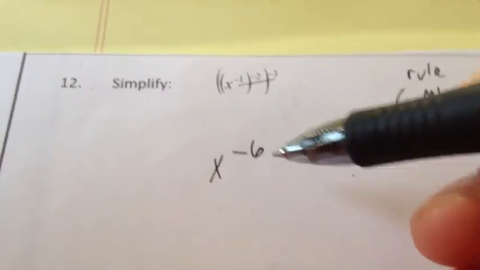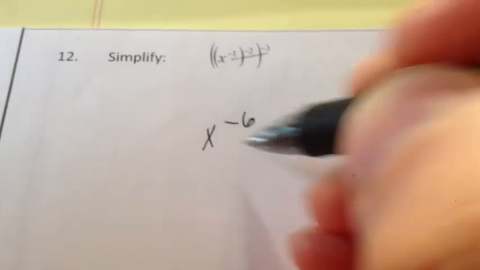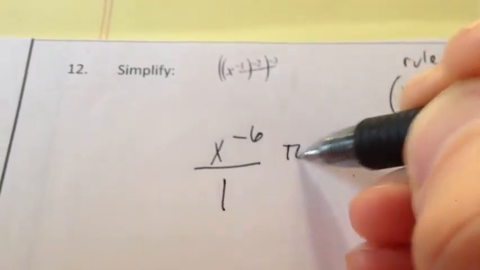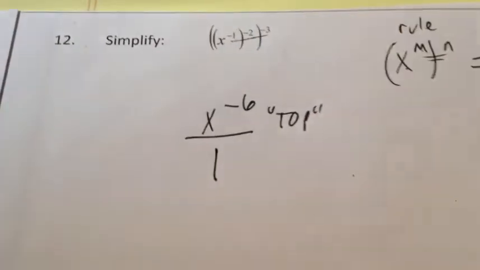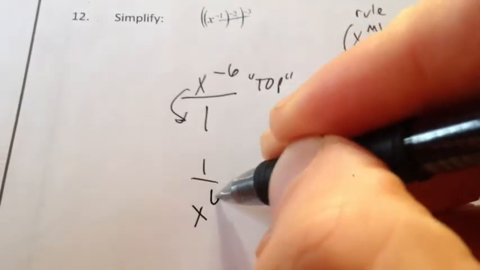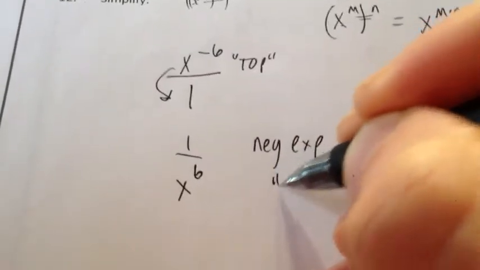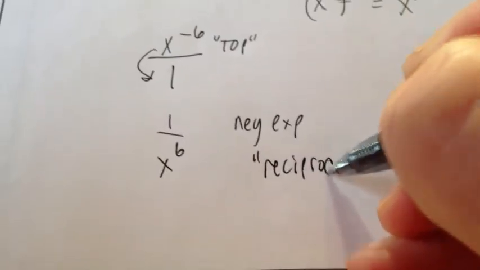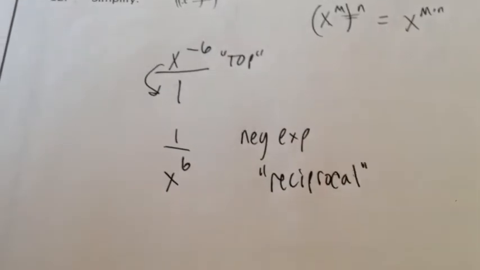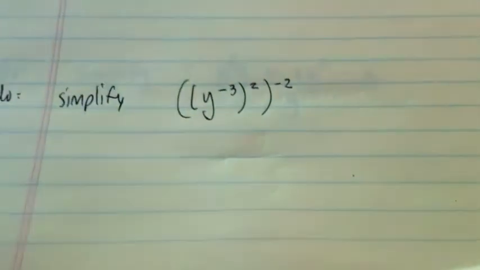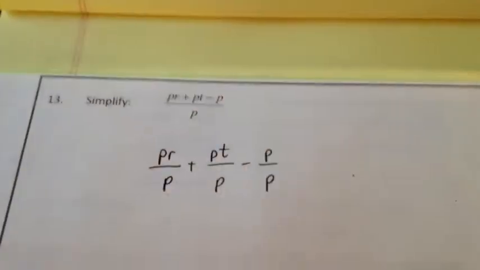Okay, and again, simplifying means to do it without negative exponents. So in this case, since this is in the top, it's in the top because it's over 1. This is going to go to the bottom, so it's going to be 1 over x. Remember, negative exponent means reciprocal, or flip. Okay?